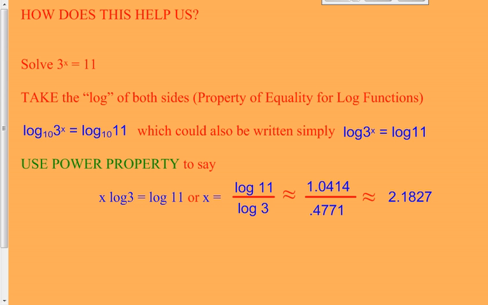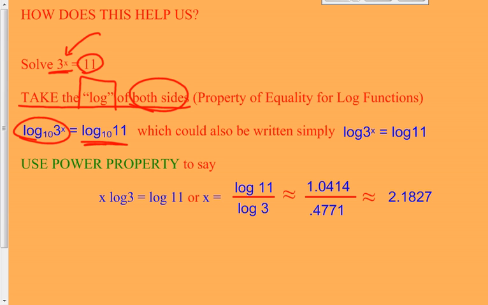Moving onward, how does this help us? If I wanted to solve 3 raised to the x equals 11, I can't get common bases to solve for this. So the one thing I can do is take the log of both sides. If I do this, class, I'm not breaking any math rules. It's kind of like saying if you multiply on one side, you have to multiply on the other side. If you subtract something from one side, you have to subtract from the other side. If you take the log of one side, then you have to take the log of both sides, and then you're not breaking any math rules. So I can take the log of 3 raised to the x, and the log of 11, and get this, which can simply be written something like this.